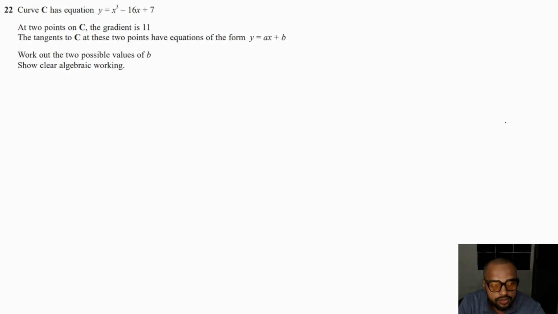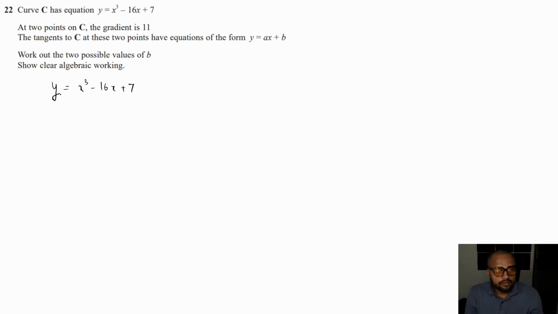Let's move to the next question. 22. A curve C has an equation they have given us, and at 2 points on C the gradient is 11, and the 2 points are also mentioned here. So let's do it. Yeah, so y is equal to x cubed minus 16x plus 7.